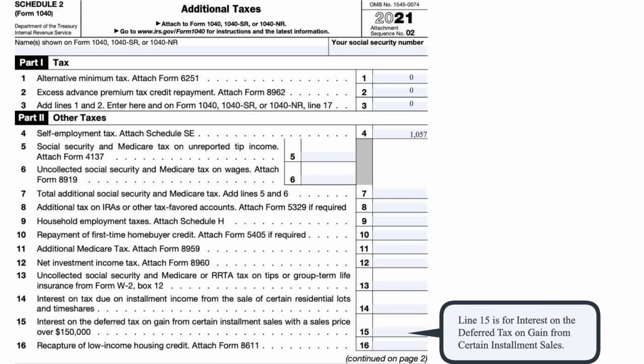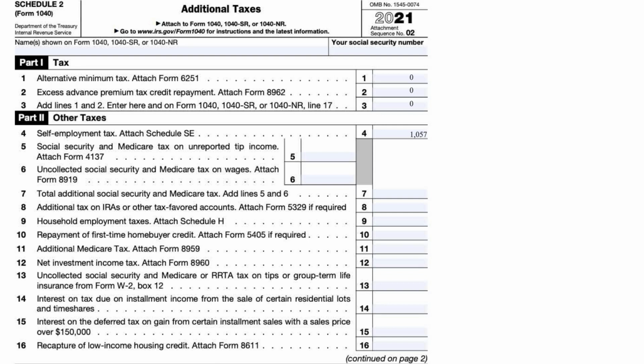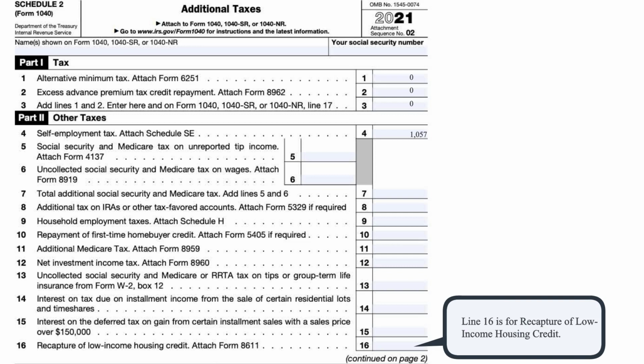Line 15 is for interest on the deferred tax on gain from certain installment sales. Enter interest on the deferred tax on gain from certain installment sales with a sales price over $150,000. Line 16 is for recapture of low-income housing credit.